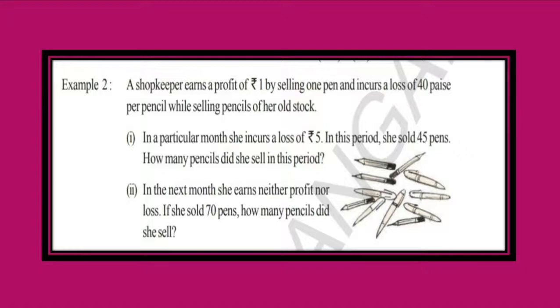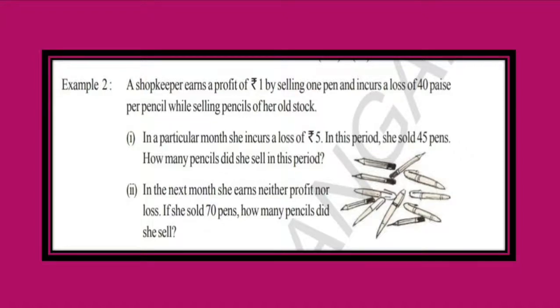See the first bit. In a particular month she incurs a loss of rupees 5. In this period she sold 45 pens. That means 45 pens she sold, even though she is getting 5 rupees overall loss. Then how many pencils did she sell in this period? So we have to find out the number of pencils she sold in that period, and she is getting 5 rupees overall loss. Okay, so I will tell you the first bit, the second bit you have to do.